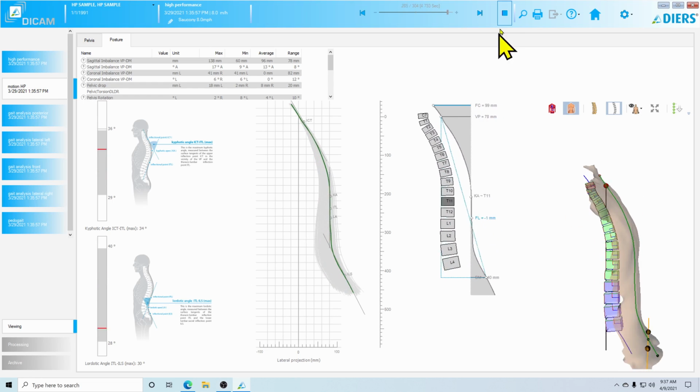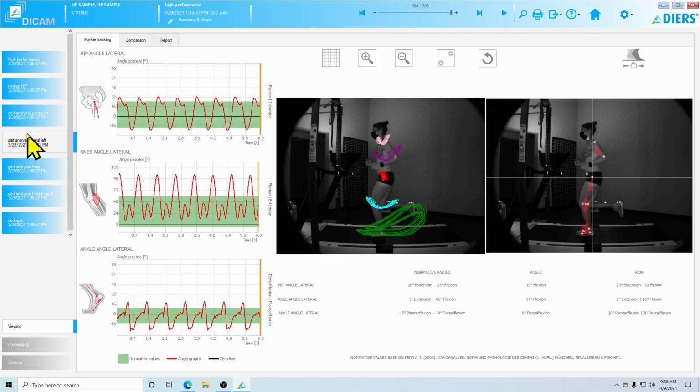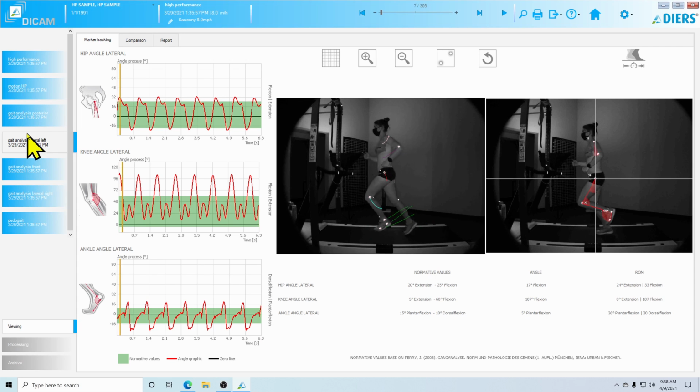Lumbar spine works in a little different fashion. So if we go to one of the lateral views, so as the runner transitions from mid-stance, so here we're going to call this mid-stance.